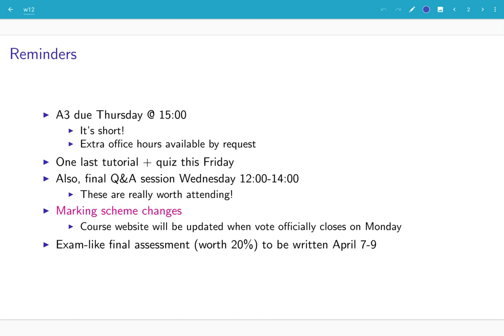There are some changes to the marking scheme. The vote on Piazza is technically still pending, but after it's been open for a week on Monday, it'll officially be over, and I will post on the course website all of the resulting changes, all of the reweighting. And one of those changes includes a new final assessment to replace our exam. It'll be written from April 7th to 9th, and it'll be worth 20%.